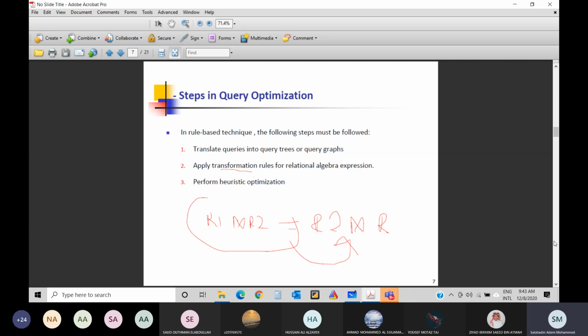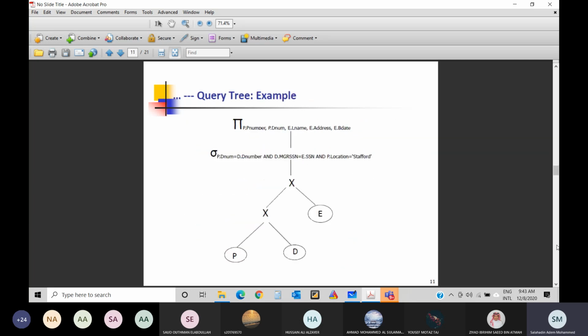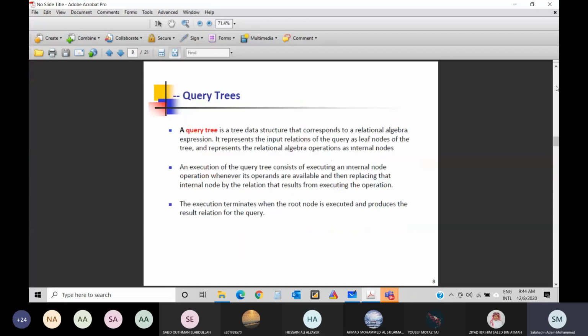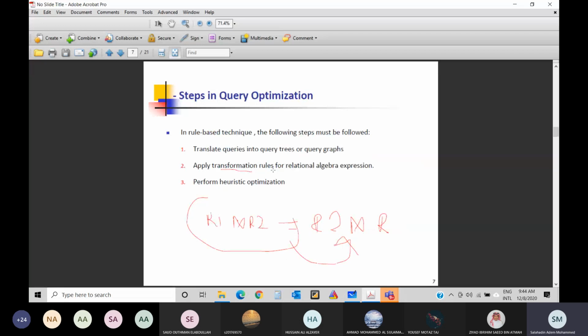I showed you many transformations. There are many ways to transform. These are all transformations. This and this will give the same output, but this must be better than this one. So he will choose the best one. So what he will do is transform the relational algebra expression, converting the query to relational algebra. Then he will choose the best relational algebra expression after transformation. Then he will perform heuristic optimization.